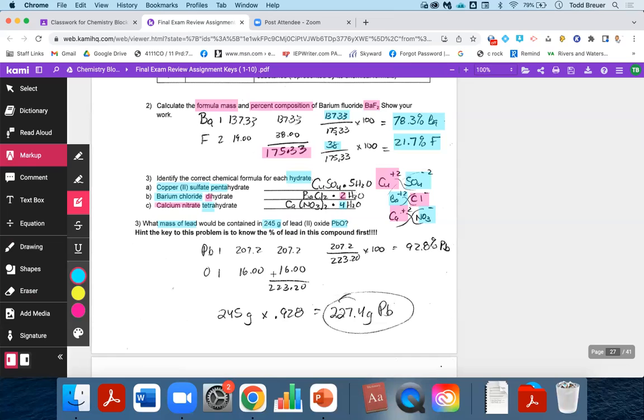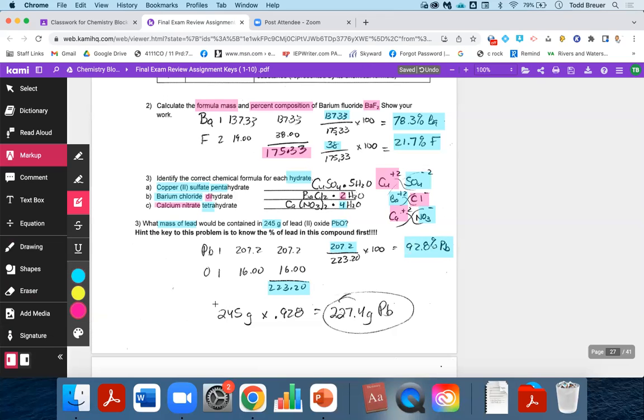So once again, we went back to the process. 1 lead, 1 oxygen. We looked up the atomic mass, 207.2 for lead, 16 for oxygen. Since there's only 1 of each, we add that up. We don't have to multiply anything in this case. The whole amount is 223.2. The part that comes from lead is 207.2. 207.2 divided by 223.2 times 100. We get 92.8% lead.